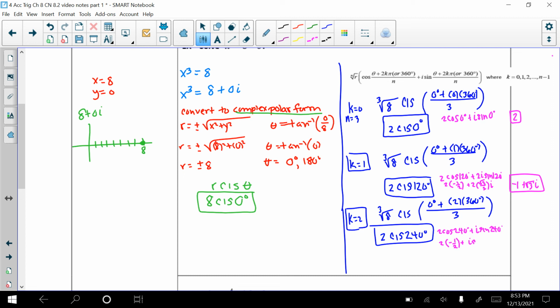I times sine at 240, negative radical 3 over 2, which then is negative 1. Whoops, I forgot to multiply my 2 right here. I just saw I left that off. 2i times sine of 240. So 2i times negative radical 3 over 2. We get those 2's to cancel, leaving us with a negative term. So negative radical 3i. All right, so there's our 3 strategies.